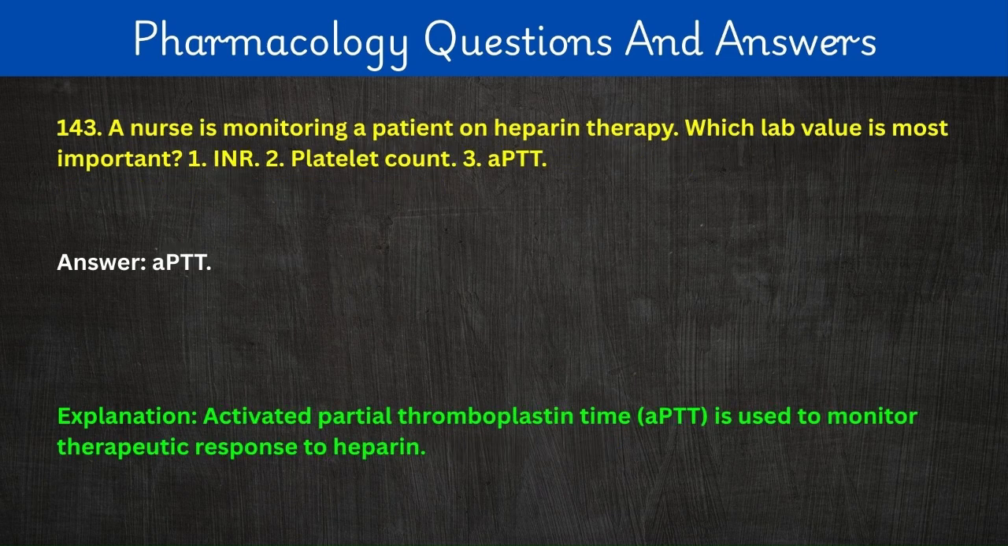143. A nurse is monitoring a patient on heparin therapy. Which lab value is most important? 1. INR. 2. Platelet count. 3. APTT. Answer: APTT. Explanation: activated partial thromboplastin time, APTT, is used to monitor therapeutic response to heparin.